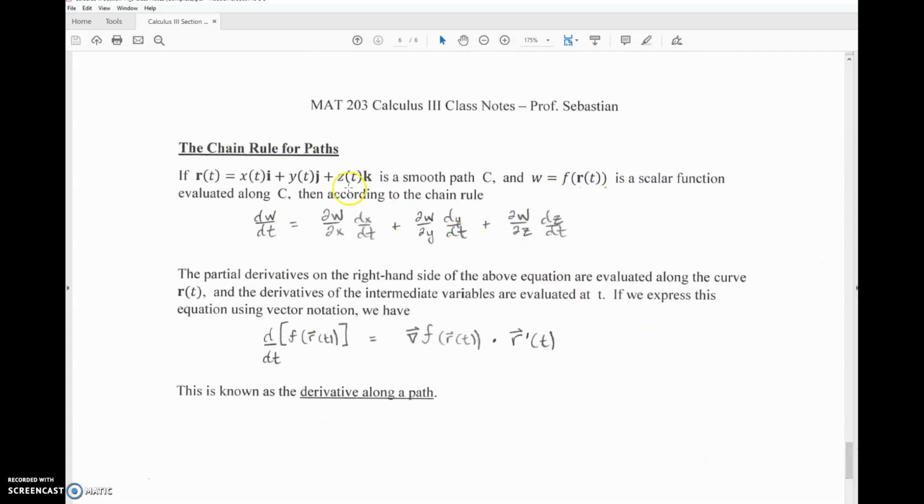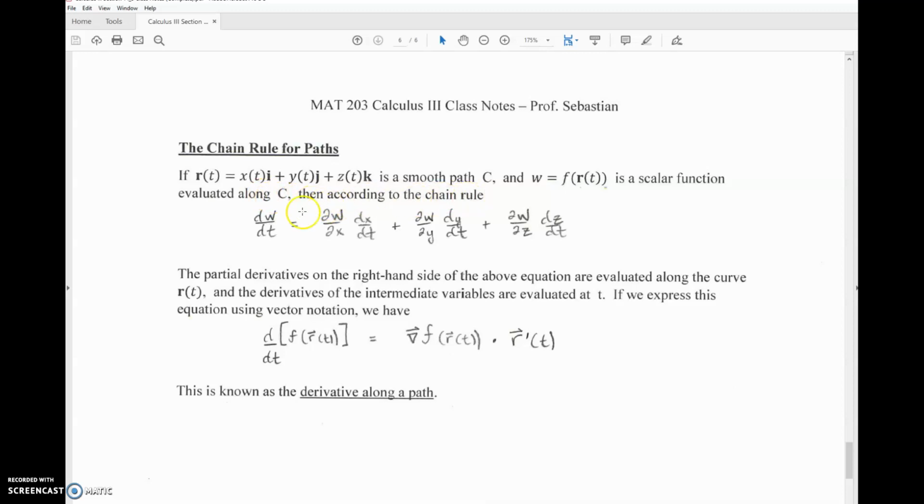I just had a quick thing I wanted to get across to you: the chain rule for paths. So if we have a vector valued function that is describing a smooth path C, so this is the parameterization of this path C, and let's say we have a function w, which is f of r of t, that's a scalar function evaluated along C.